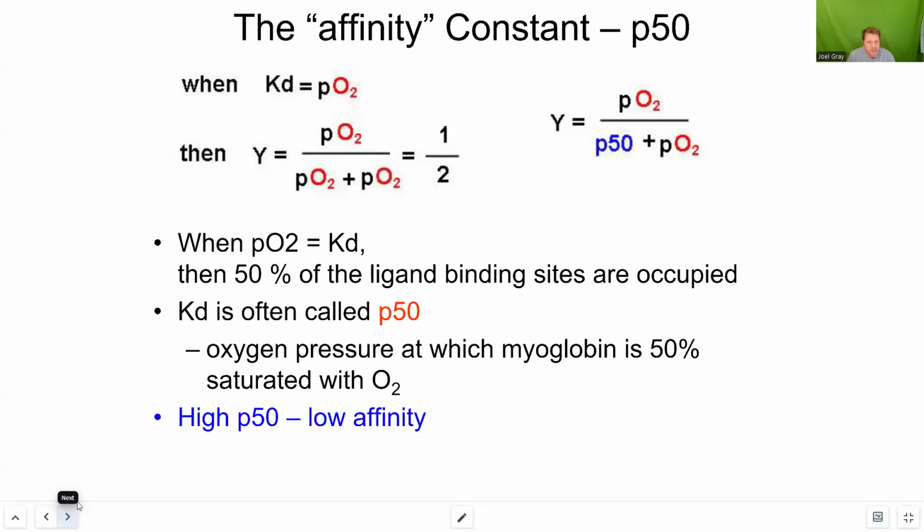A high P50 means a low affinity, and a low P50 means a high affinity. So it's got that same kind of inverse relationship that KD does. The higher a KD, the lower the affinity. So the way that I think is helpful to think about that and the way that you can process that information is think about it as like needs based. This protein needs how much O2 to be half saturated? Well, if it needs more, then its affinity is lower.